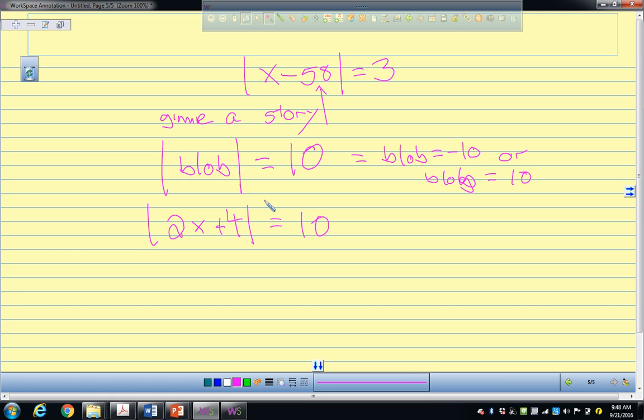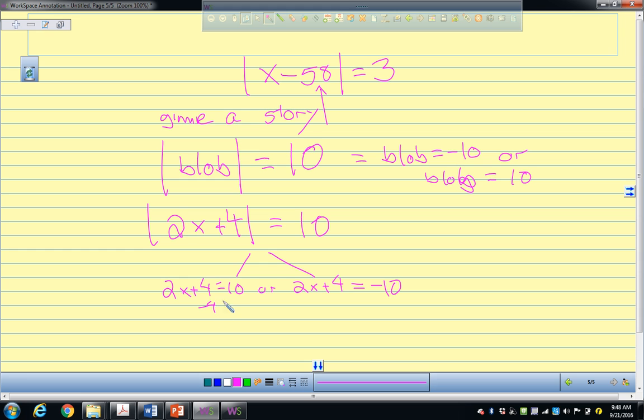So what people always want to do, what you guys did, you subtracted 4 and then you divide it by 2, right? And then you worry about the absolute value later. That's not how you do it. First, you split this up into 2 equations. Either 2x plus 4 equals 10, or 2x plus 4 equals what? Negative 10. And then you solve those 2 equations.